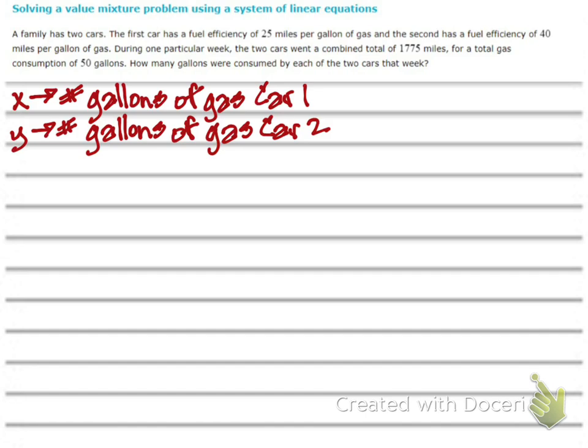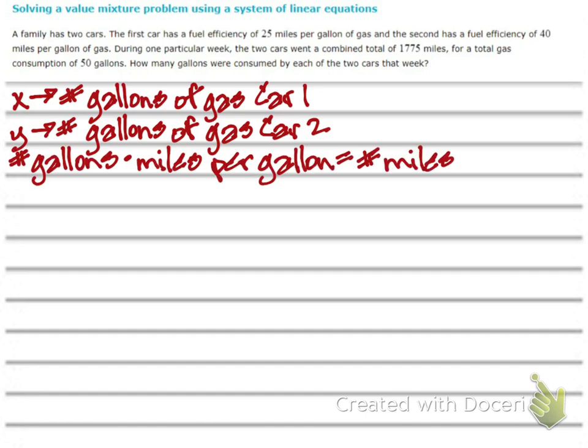Also, if we want to know how far the cars travel, the number of gallons of gas times the miles per gallon will give us the number of miles each car traveled. So the first part of this, they give us a lot of information here. So we know that first they traveled a combined total of 1775 miles.